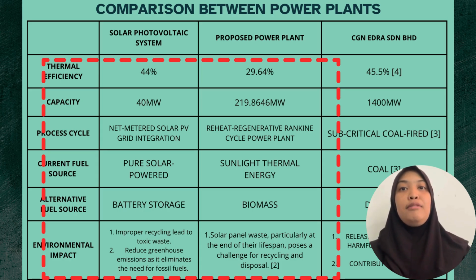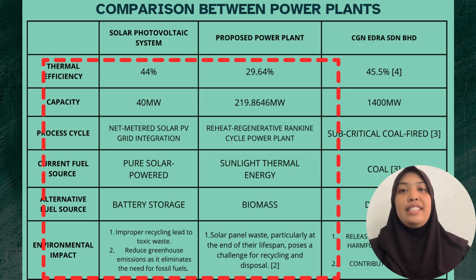And next is the fuel source. For the solar photovoltaic system it is pure solar power, which directly converts sunlight into electricity. And on the other hand, the proposed power plant will use sunlight thermal energy, which typically involves concentrating solar energy to produce steam and drive turbines.